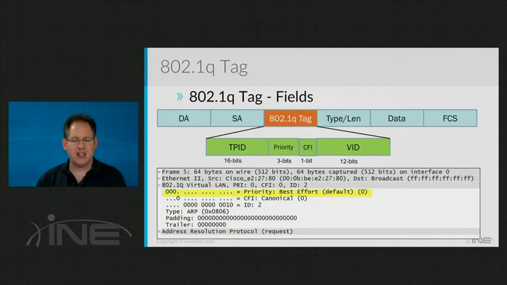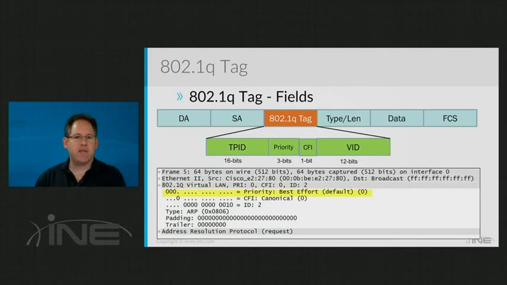It's typically 0x8100 in hexadecimal, 0x8100. So when an incoming device sees an Ethernet frame with a type code of 0x8100, it says, oh, this is a .1Q frame, and there's a tag right behind this.